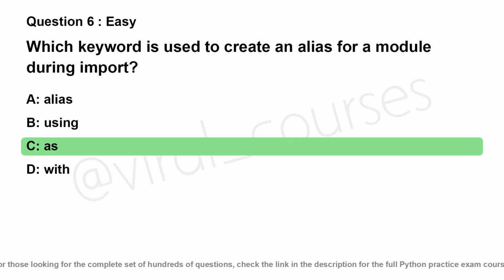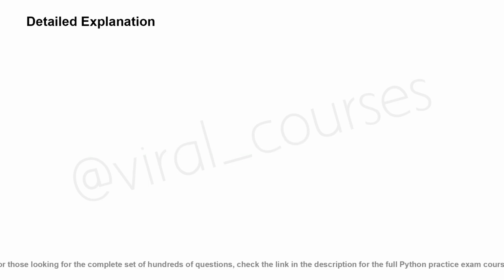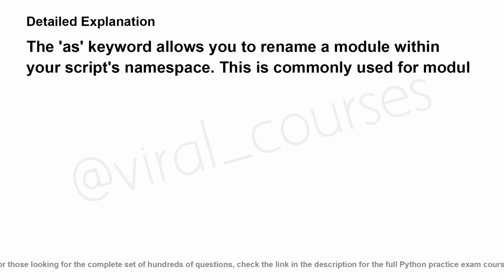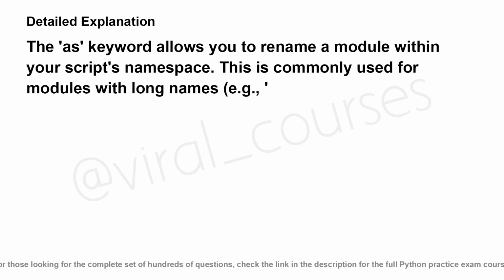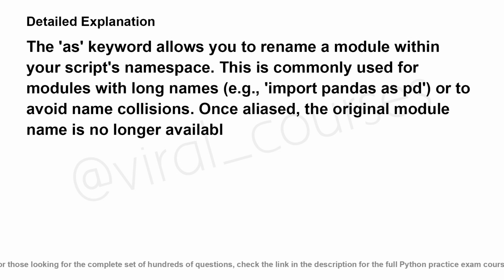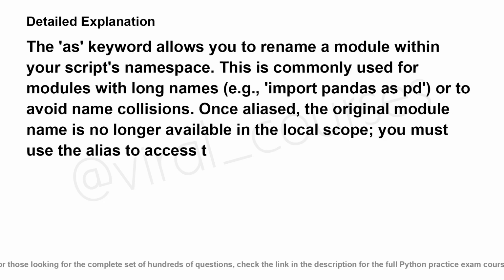The correct answer is C. The as keyword allows you to rename a module within your script's namespace. This is commonly used for modules with long names, e.g., import pandas as pd, or to avoid name collisions. Once aliased, the original module name is no longer available in the local scope. You must use the alias to access the module's contents.